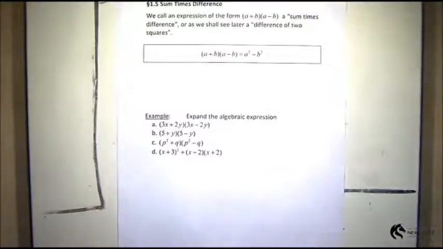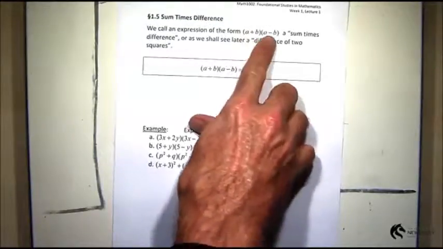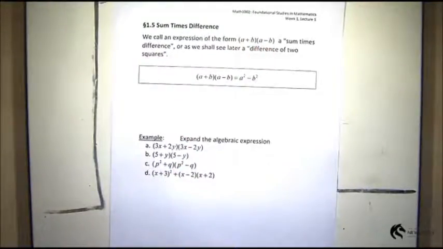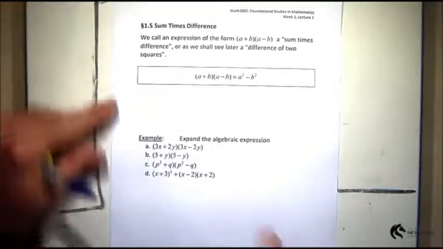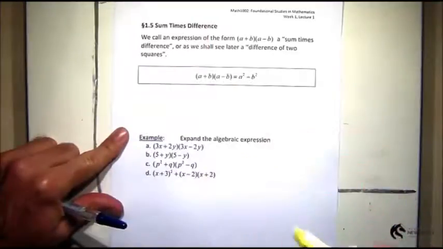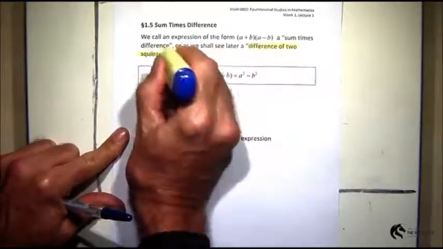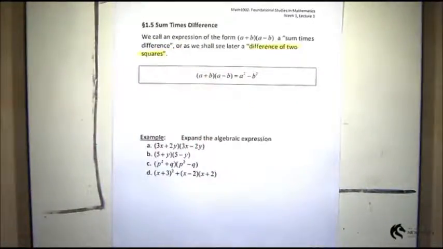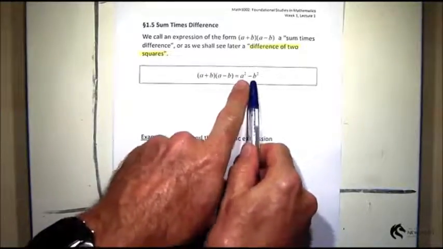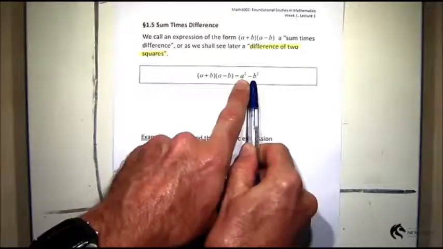And instead of having a plus b times a plus b, this time we're going to have a plus b times a minus b. Your notes call this sum times difference, but I think more often than not you will see this referred to as the difference of two squares. That's the terminology I'm going to use most of the time. The reason for that name is that the result ends up being the difference of two squares.